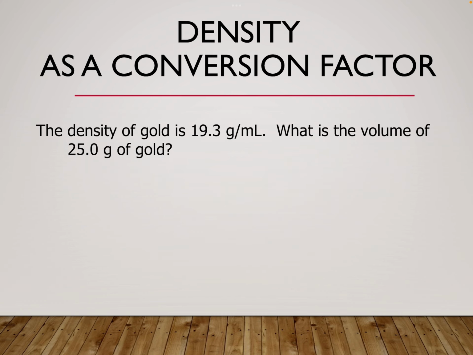We can also use density as a conversion factor in our train tracks. So this will be really, really useful. You can use density with that density equals mass over volume equation, or you can use it in train tracks. It just depends on the type of problem that you're solving, which way you'll go about it. So this says the density of gold is 19.3 grams per milliliter. What is the volume of 25 grams of gold?